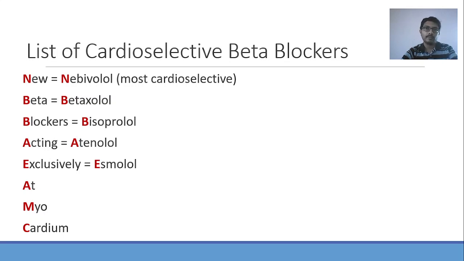It is ultra short acting because it is metabolized by esterases that are circulating in the blood. This is another frequently asked question in your entrance exams. Another A, acebutolol, M, metoprolol, and C, celiprolol. These are the cardioselective beta blockers.